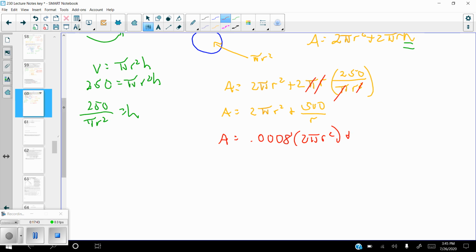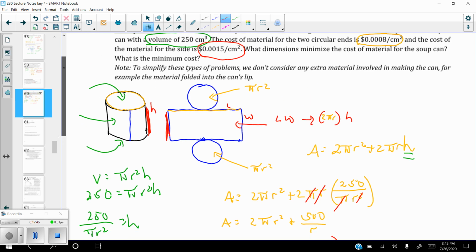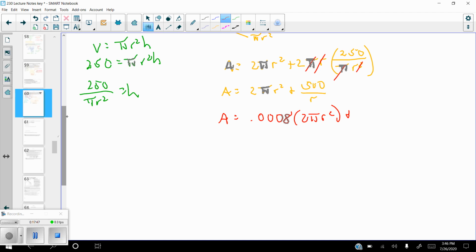And then, what was it? 0.0015 was the sides. So 0.0015 times 500 over r. So let's go ahead and simplify that, and then we'll be able to take a derivative.